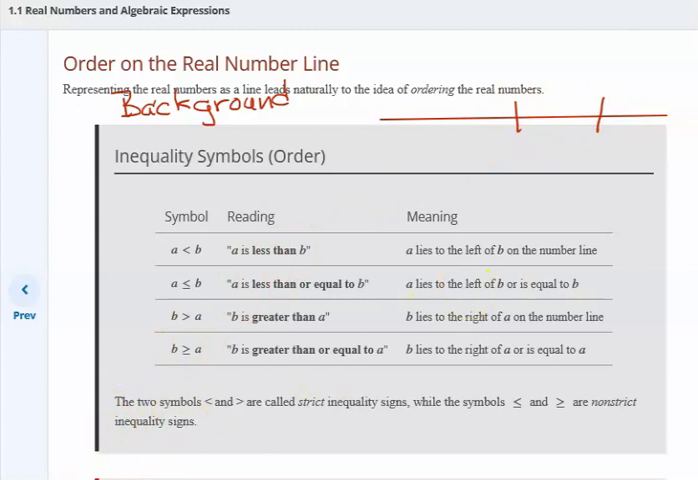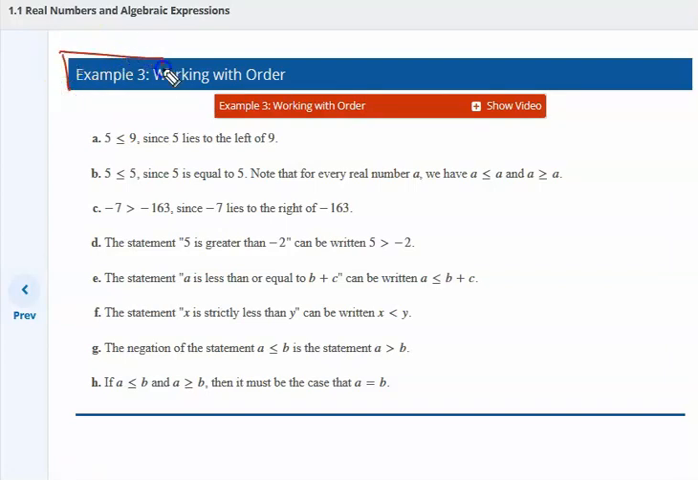All right. Example 3. A. 5 is less than or equal to 9, since 5 lies to the left of 9. Now, in something like this is true, where the inequality sign is greater or equal or less than or equal, if part of it is true, then it's true. So in B, we see 5 is less than or equal to 5. This is one of the rules. This is true.